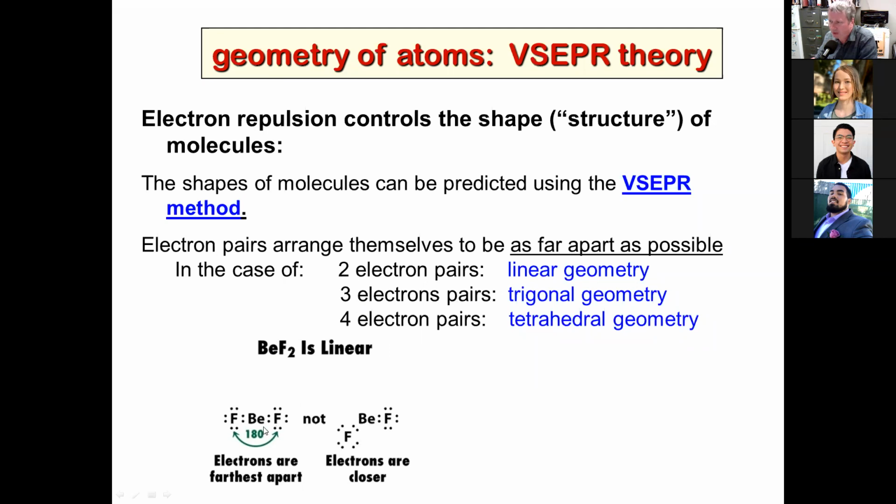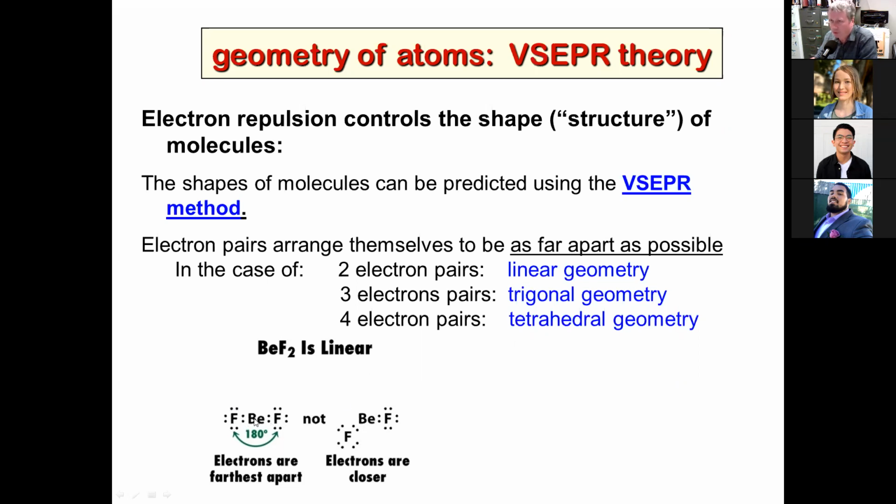So beryllium does not have a full octet around it. It can have a full octet, but it doesn't in this molecule, so it's not necessarily stable. But the point here is that the two fluorines around beryllium and the pairs of electrons will be as far apart as possible. And this is an example of a linear molecule.